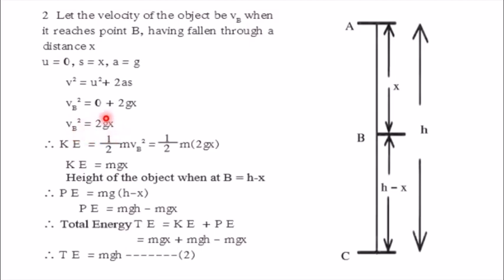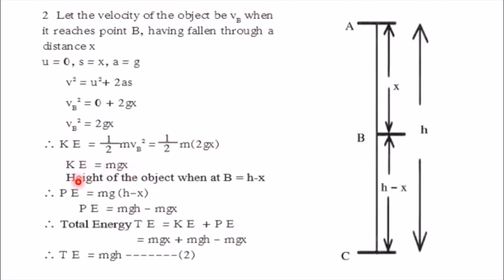This we have got. Next, we need to find the kinetic energy. Kinetic energy is half mv square. V we are taking as VB, so we can write VB square here. So half m, and VB square was 2gx. The 2 and 2 get cancelled. So we get that KE is equal to mgx. So when the object is at point B, our kinetic energy is mgx.